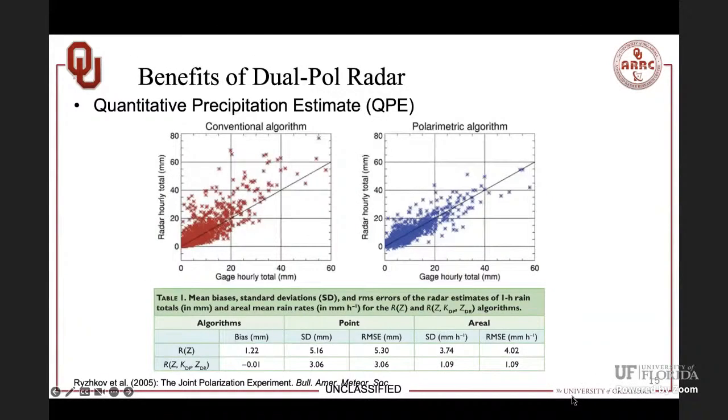And the other part, probably one of the most important drivers for geopol, is the improvement of quantitative precipitation estimation. With geopolarization, you know better about the composition and the shape of your hydrometeors, so you are able to get a better idea about the rain rate and so on and so forth.